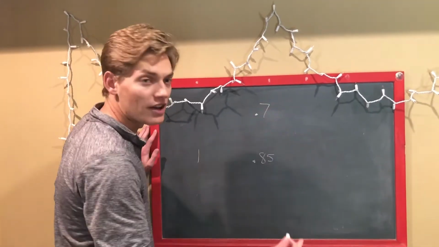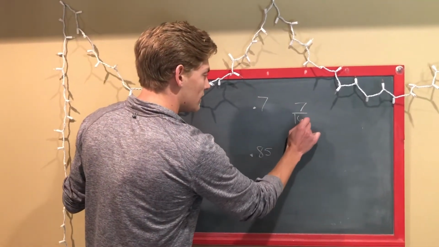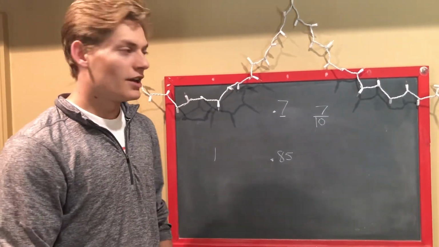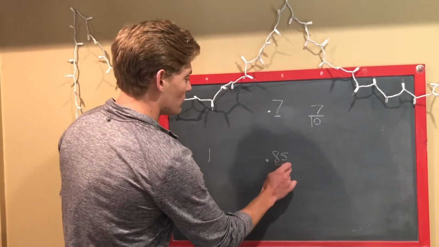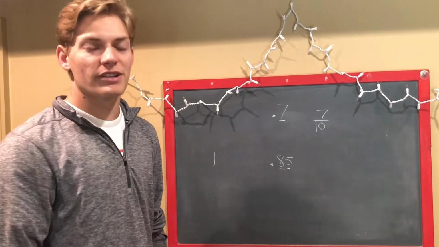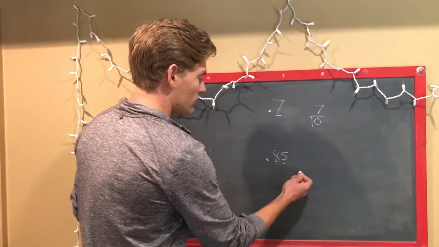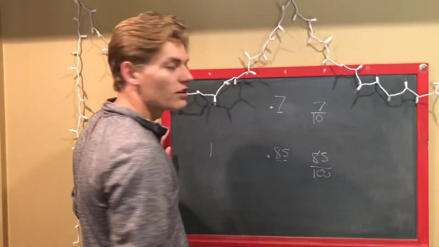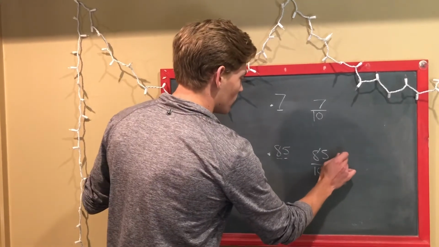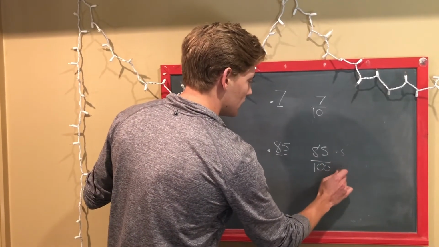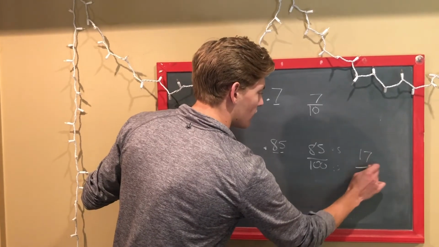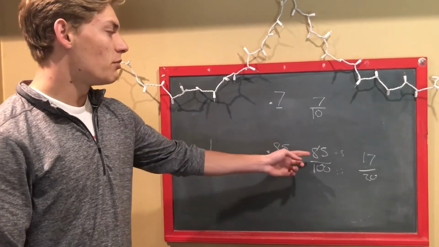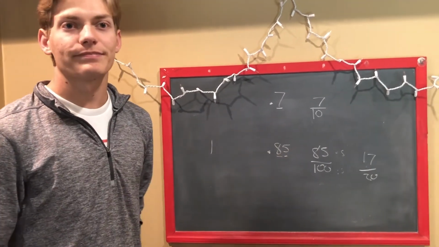So since you have 7, you're going to put 7 over 10 since it's in the tenths place. But in the case of 0.85, there are two numbers after the decimal, 1, 2. So it's not the tenths place, but the hundredths place. Then you're going to put this number, 85, over 100, which is your fraction, which can then be reduced down. They're both divisible by 5, which gives you 17 over 20. So that's how you find fractions, by looking at these different places and putting those numbers over that place.